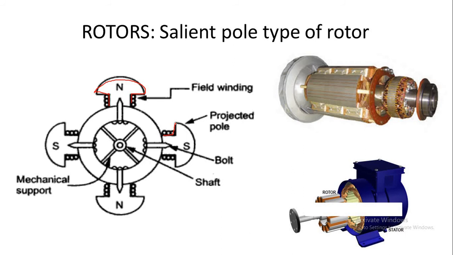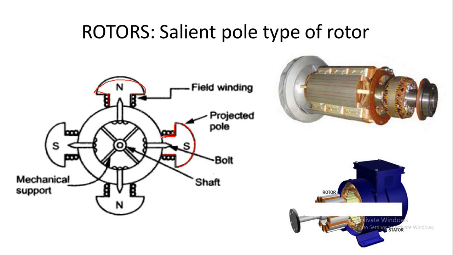These poles have their cores. The pole has two parts: one is the pole core, so this is the pole core, and the other part is the pole shoe. So this type of rotor has a large number of projecting poles. You will see alternate north and south poles having their cores bolted.